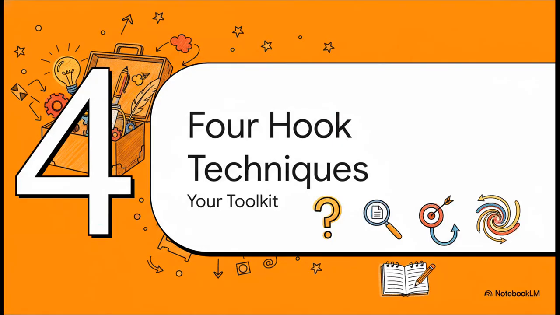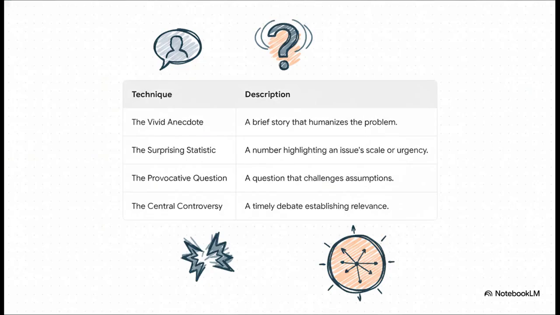Okay, so how do you actually write one of these things? The good news is you don't have to just stare at a blinking cursor. Let's get practical. Here are 4 proven techniques that you can pull from your toolkit for just about any subject. So here's the whole shebang. You've got options. You can pull them in with a vivid anecdote, a little story. You can jolt them with a surprising statistic. You can get their gears turning with a provocative question, or you can throw them right into the middle of a big controversy. Let's take a look at how these actually work in the wild.